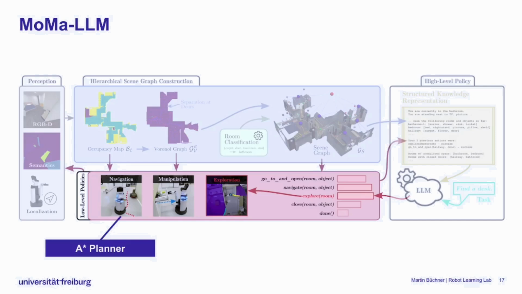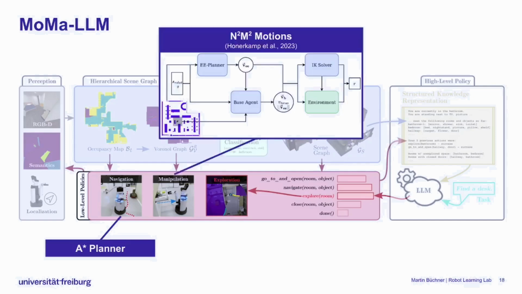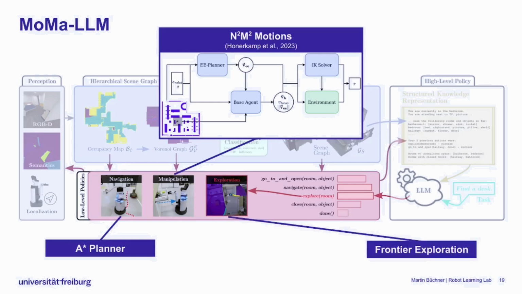Based on the high-level action types, we equip MoMa-LLM with a set of low-level downstream policies. For pure navigation, we utilize a classical A-star planner. In case of articulated object manipulation, we make use of previous work, namely N2M2, that equips a mobile manipulator with zero-shot navigation and manipulation skills. Lastly, we use frontier-based exploration when asked to explore novel areas.